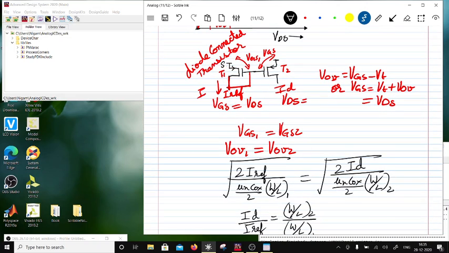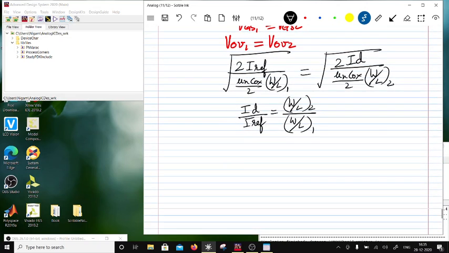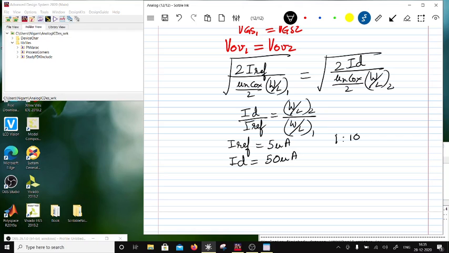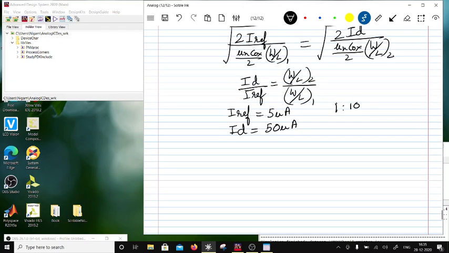So for example, if I do a 1:10, and IREF is equal to 5 microamperes, then ID is expected to be 50 microamperes because this is a 1:10 sizing. So this is called a current mirror. Now this is an oversimplistic view. When IREF is IDS1, it means that the device is operating at pinch off.